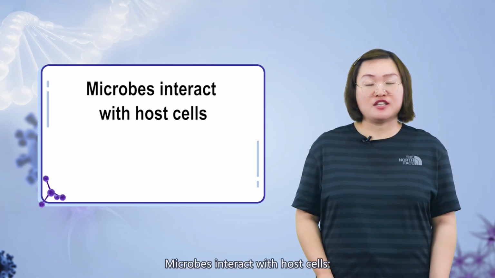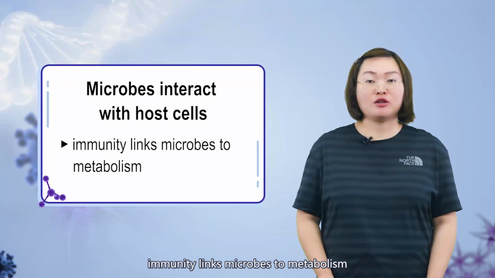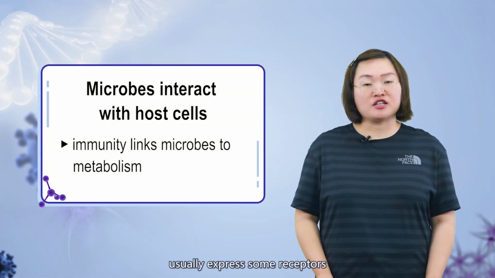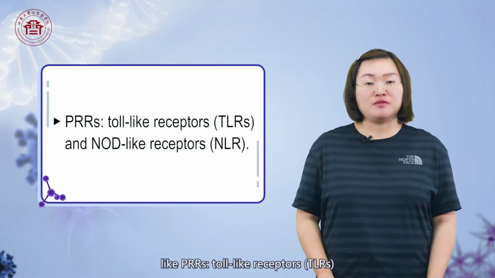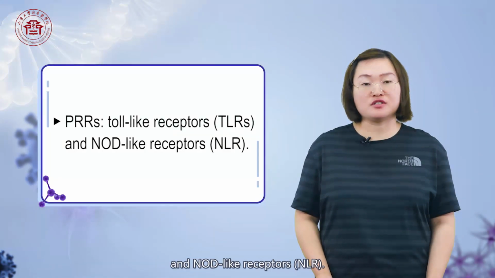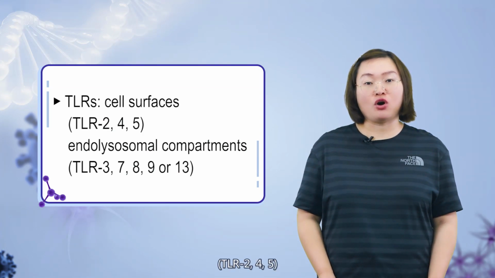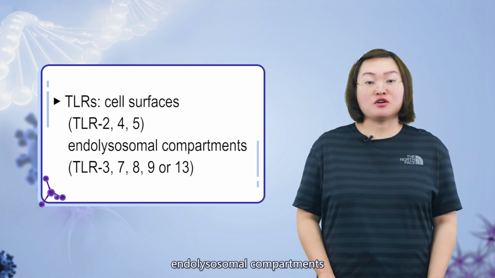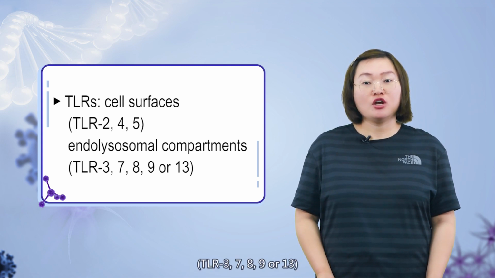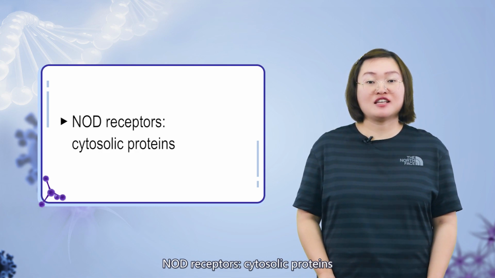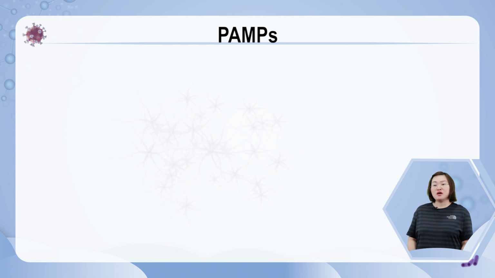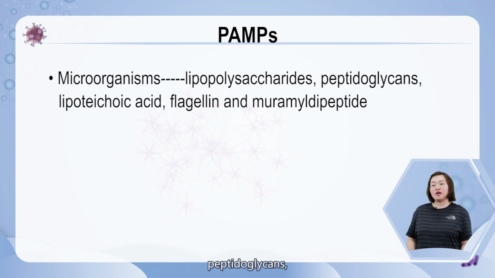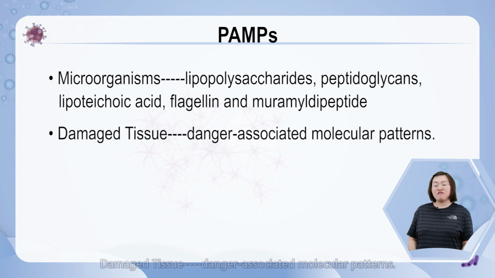Microbiomes interact with host cells. Immunity links microbiomes to metabolomes. The host cells usually express some receptors, like PRRs, that means Toll-like receptors and Nod-like receptors. TLRs on the cell surface are usually TLR2, TLR4, and TLR5. The endolysosome compartment usually expresses TLR3, TLR7, TLR8, TLR9, and TLR13. Nod receptors usually present as cytosolic proteins. PAMPs. Microorganisms usually contain LPS, peptidoglycans, lipoteichoic acid, and so on. When the tissue is damaged, danger-associated molecular patterns occur.